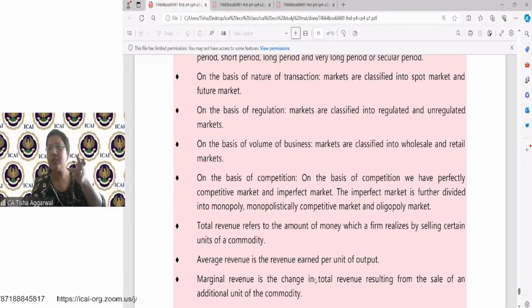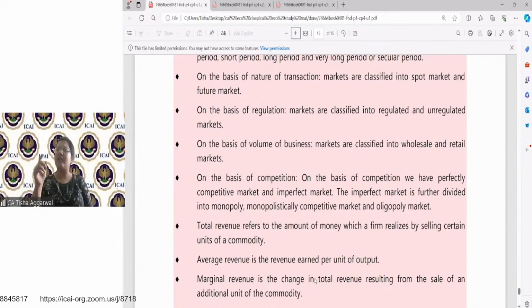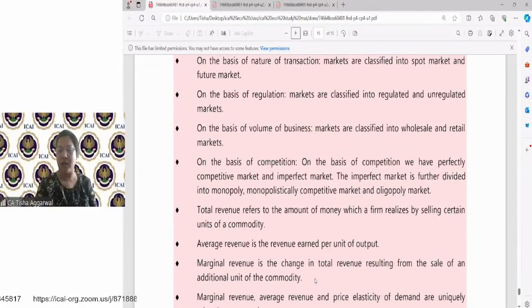What is total revenue? Palak sold 5 cakes for 1,000 each, 5,000 rupees. Total revenue is 5,000. What is average revenue? Revenue divided by quantity. So total revenue was 5,000 divided by 5. So it comes out to be 1,000. Marginal revenue, the additional revenue you earn.